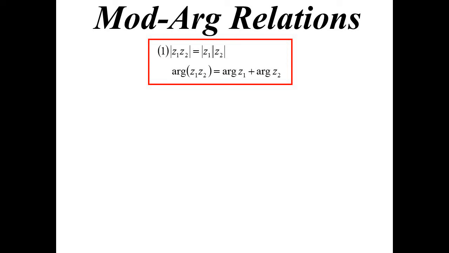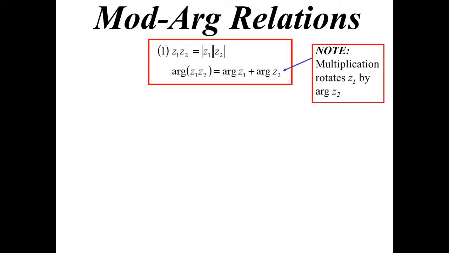Add the arguments. Note, this goes back to something I mentioned yesterday. Multiplication rotates Z1 by the argument of Z2. Now yesterday I just said multiplication by i was a rotation of 90 degrees. Well, this is why, because the argument of i, if you think about where you would plot i, so 1i up on the y-axis, is pi on 2, 90 degrees. So if you're adding 90 degrees to it, you've rotated it 90 degrees.